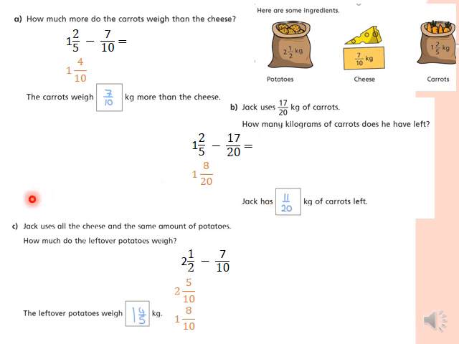And question C, Jack uses all the cheese and the same amount of potatoes. How much do the leftover potatoes weigh? And we should have done 2 1/2, take away 7/10, or 2 5/10, take away 7/10 is 1 whole and 1/10, or 1 whole and 4/5 of a kilogram. Well done if you managed to do those. There were some tricky ones there, but very, very well done if you had a go.